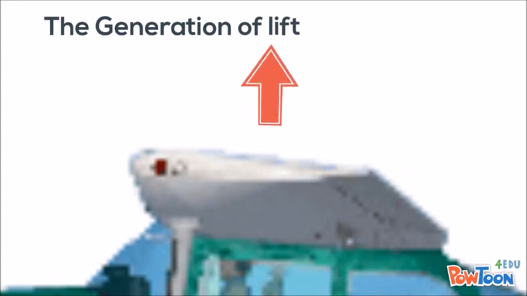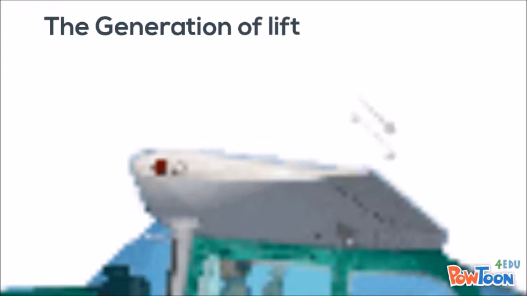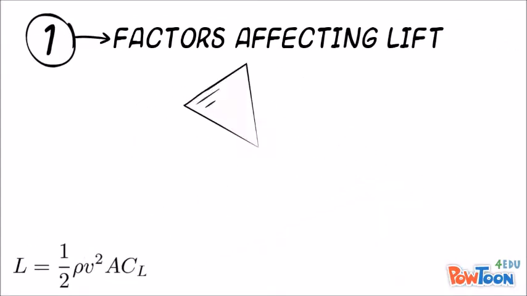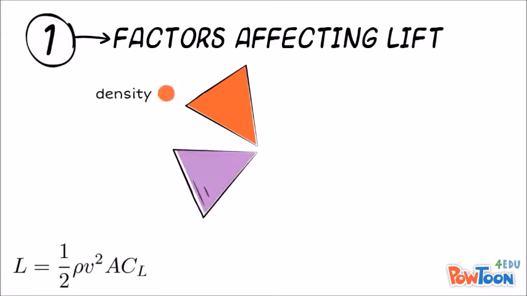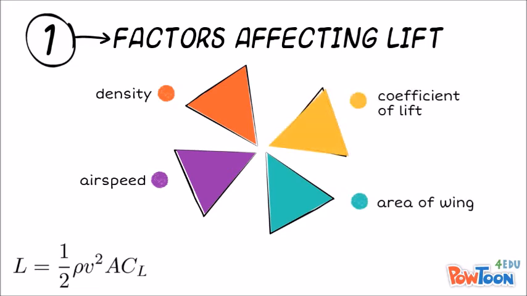Fast-moving air equals low air pressure, while slow-moving air equals high air pressure, resulting in lift. There are certain factors that affect the lift of a plane, including the density of air surrounding the plane, the airspeed of the plane itself, the area of the wing which is controlled by angle of attack, and the coefficient of lift, which we cannot change.